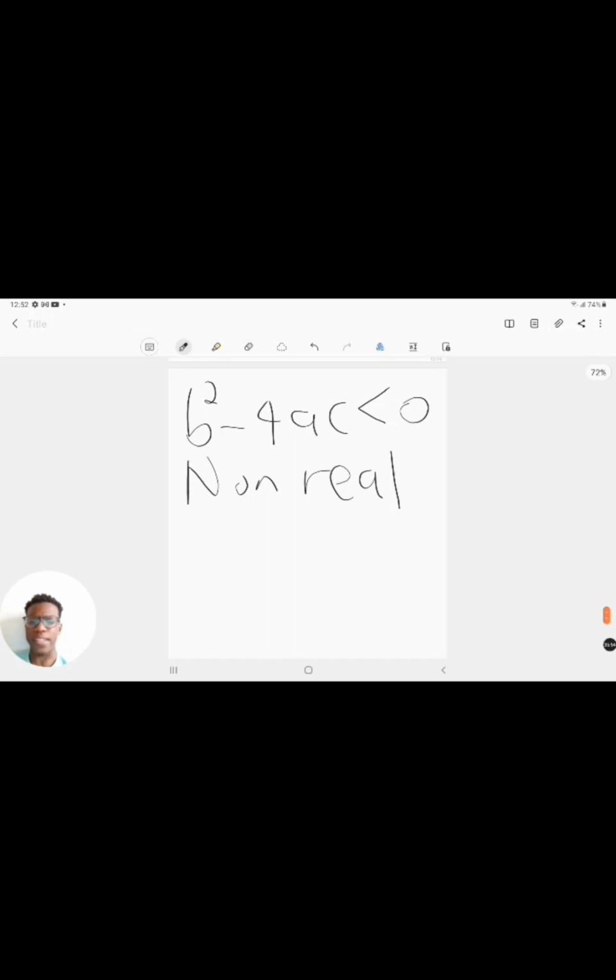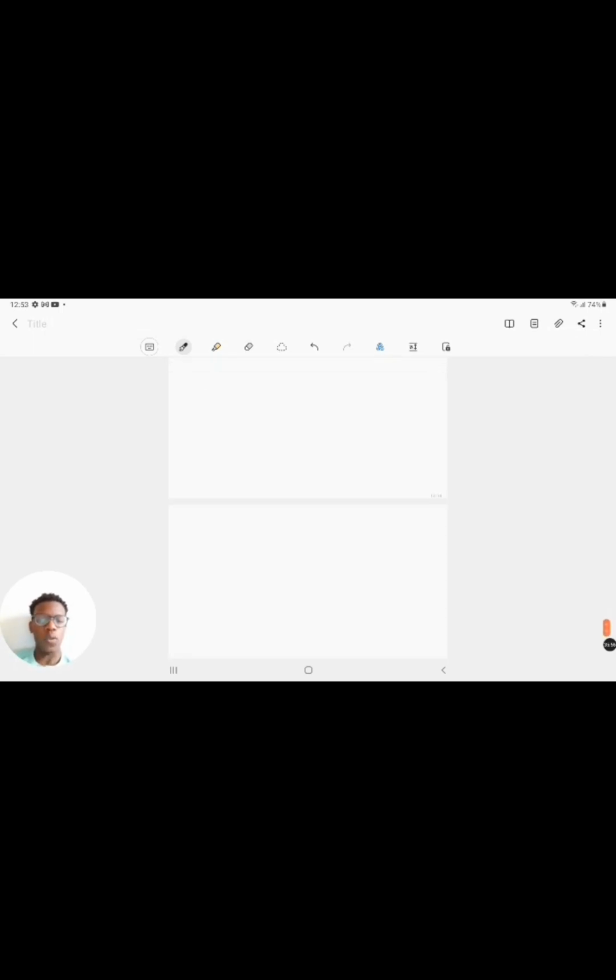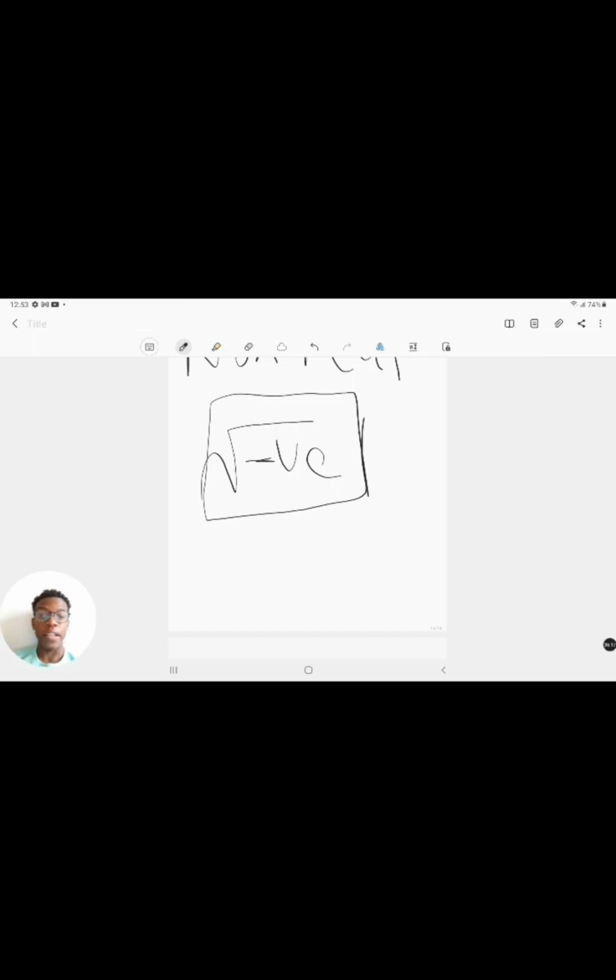Now, why is that the case? Well, you will agree with me that the square root of a negative number is non-real. It's an unreal number. So if we come across the square root of a negative somewhere, then we know that we're dealing with an unreal number.